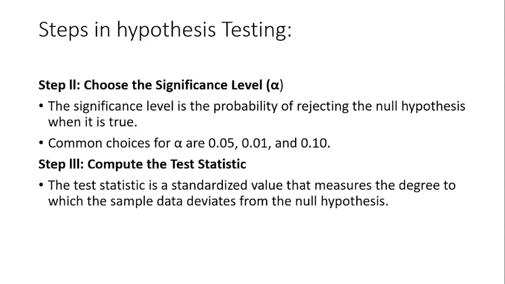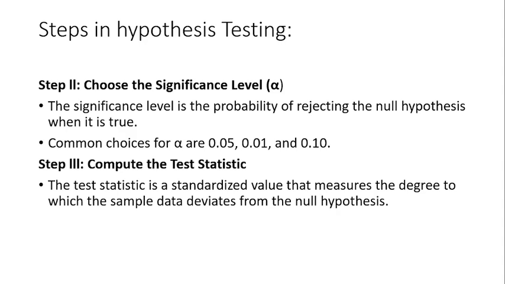Now, the probability of saying that you are not innocent when you are actually innocent is what is called the alpha level. The probability of saying that the earning of a Nigerian household is not 100,000, the probability of rejecting that null hypothesis when it is actually true is called the alpha, the significance level. And the common choices are 0.05, 0.01 and 0.10.